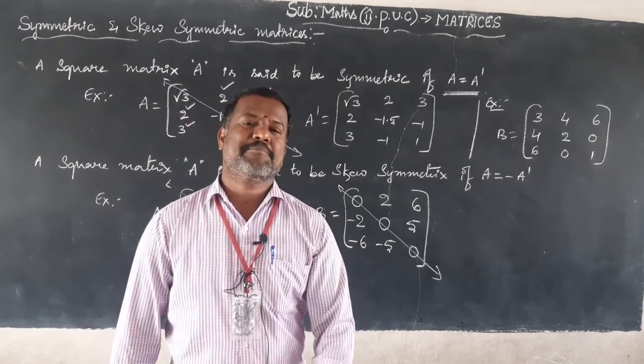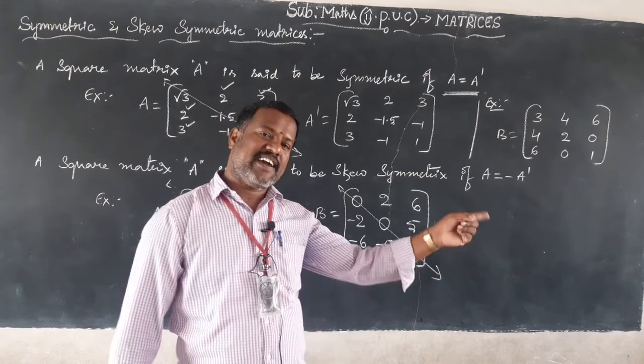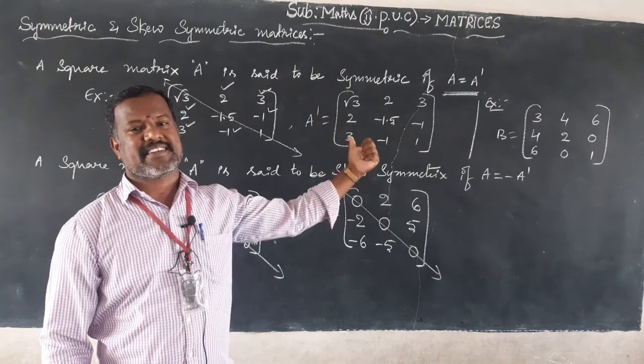A skew symmetric matrix if A is equal to minus A dash. If A is equal to A dash, it is a symmetric matrix.